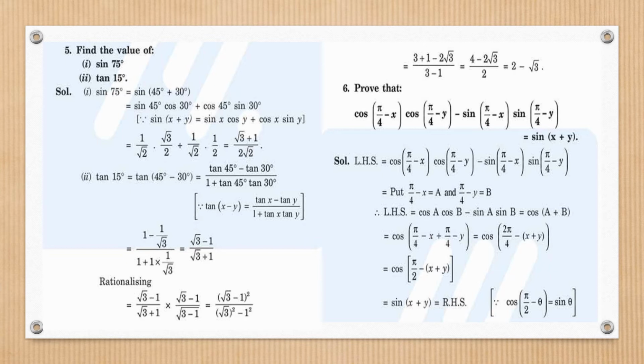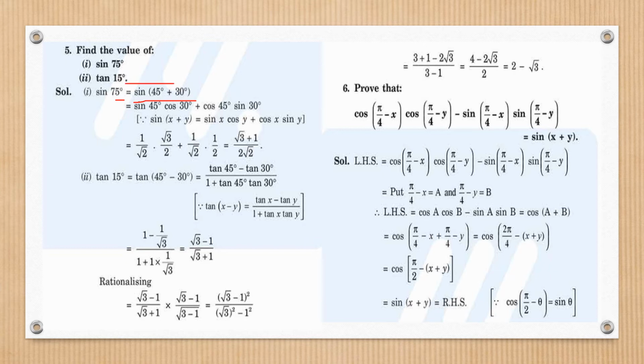Now to find the value of sine 75 degrees, we can break sine 75 into known angles like sine 45 plus 30. So use the formula sine A plus B as sine A cos B plus cos A sine B. So sine 45 cos 30 plus cos 45 sine 30. Now sine 45 is 1 by root 2, cos 30 is root 3 by 2, plus 1 by root 2 and 1 by 2. So it is root 3 plus 1 upon 2 root 2.